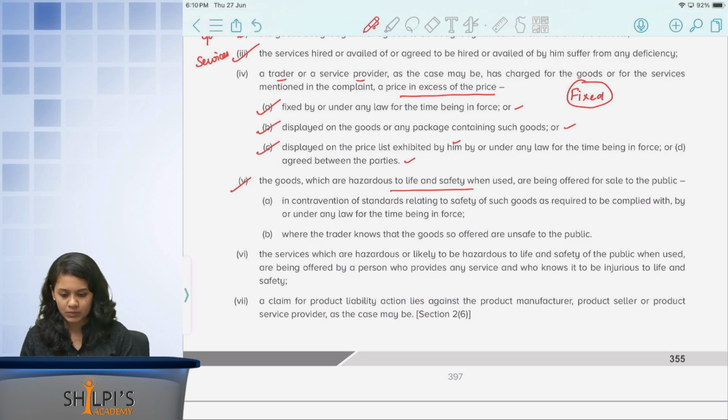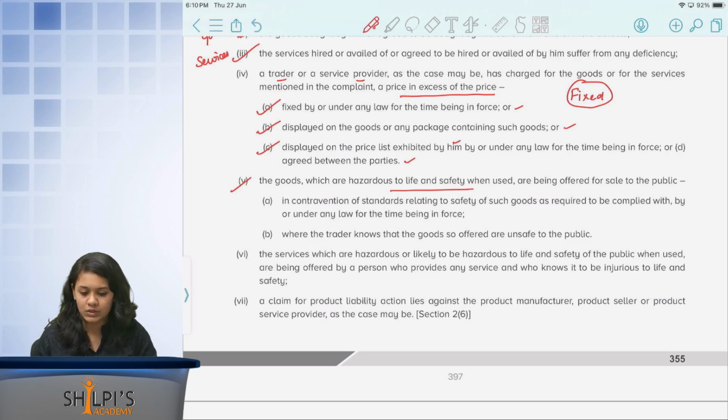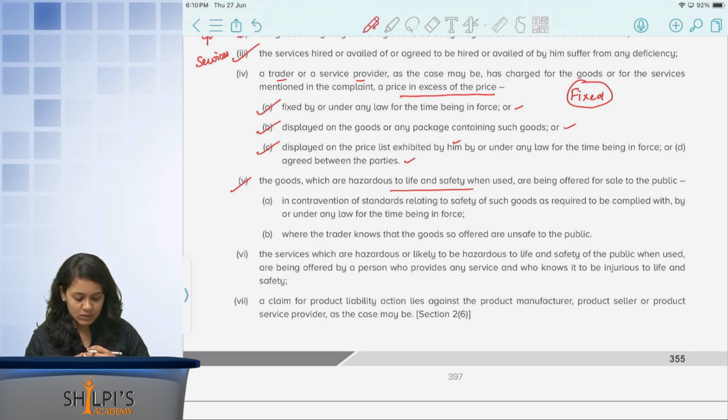The fifth one is where the goods are hazardous to life and safety when they are offered for sale to the public. Let's assume that a particular oil, let's say coconut oil itself is healthy, but for whatever reason that particular coconut oil sourced by that company for that product is capable of causing harm to people. Now, simply because a person does not want to incur the losses, they will go ahead and sell and offer these goods to the public.